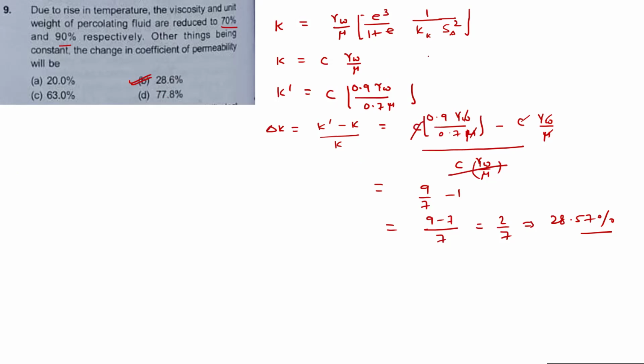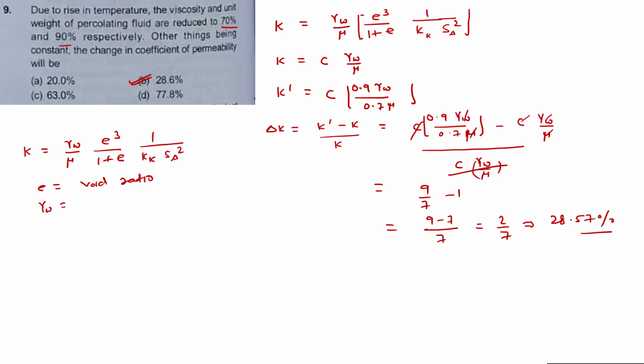Let me explain every term in this expression: K is equal to gamma W by mu times eQ divided by 1 plus e, times 1 upon KK, times specific surface area whole square. Here e is the void ratio. Permeability depends on void ratio and is directly proportional to it. As void ratio increases, permeability will increase.